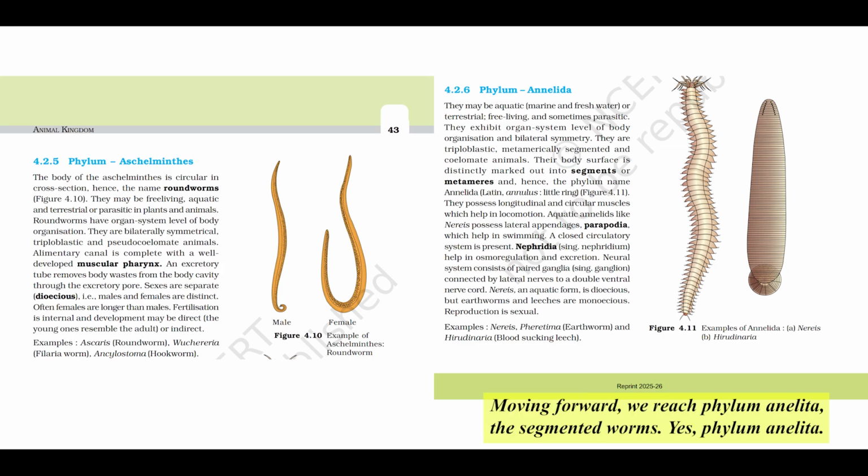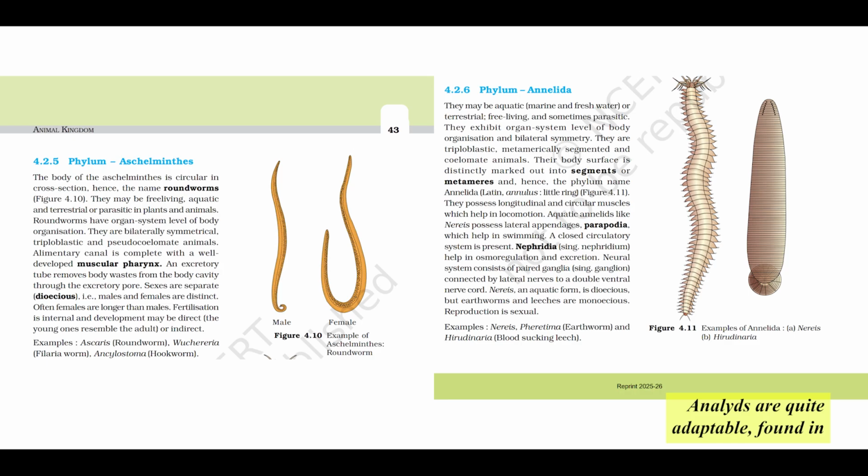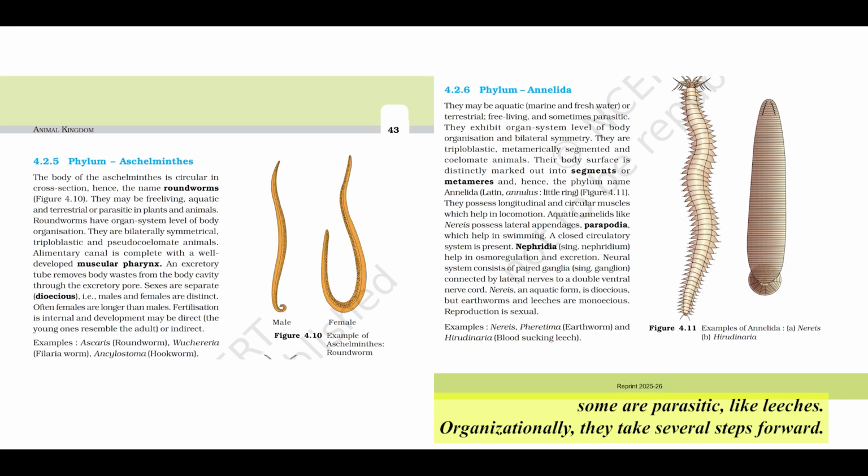Got it. Moving forward, we reach phylum Annelida, the segmented worms. Yes, phylum Annelida. Think earthworms, leeches, and marine worms like Nereis. Annelids are quite adaptable, found in aquatic environments, both marine and freshwater, or in terrestrial soil. Many are free-living, but some are parasitic, like leeches.